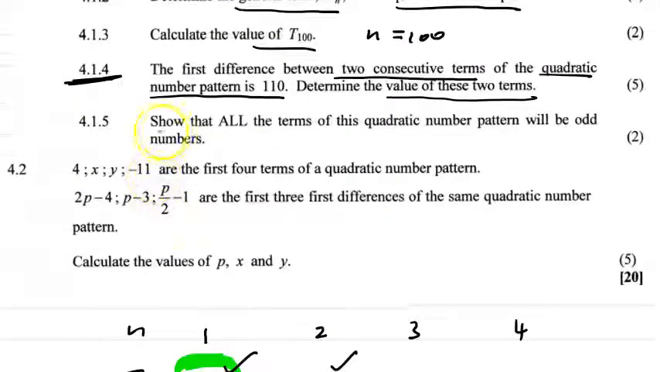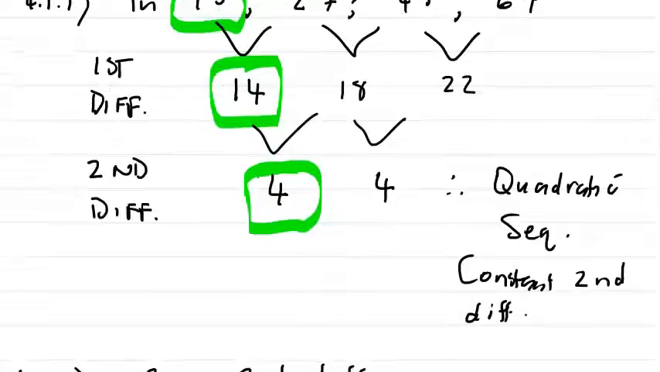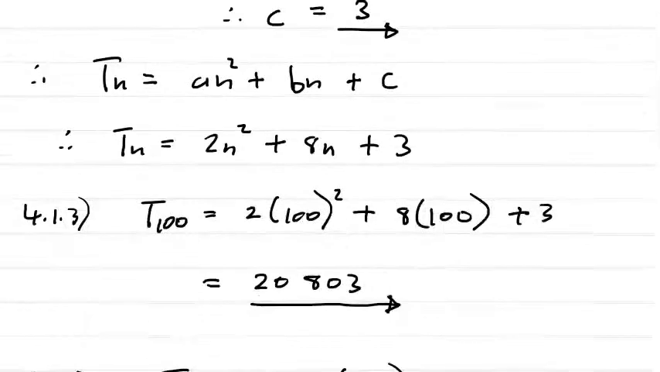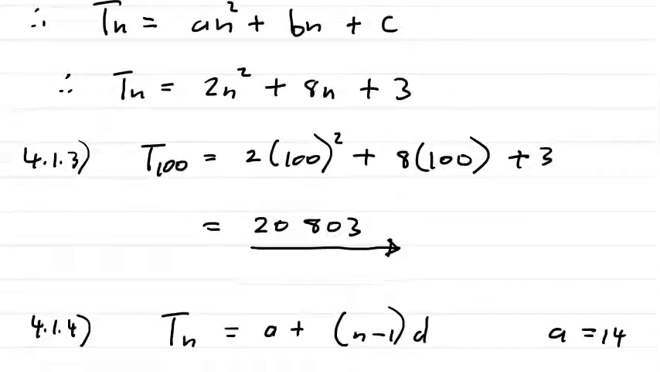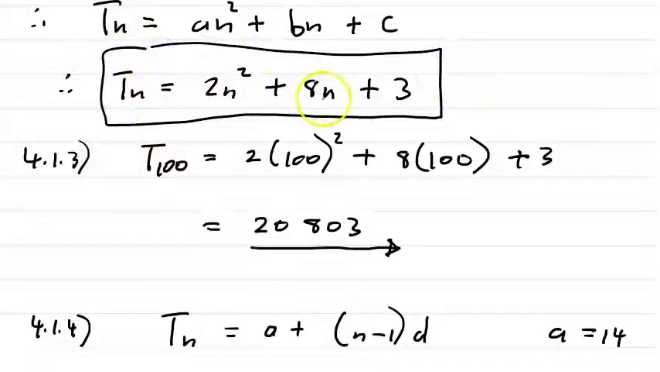It says here in this particular question, show that all the numbers of this quadratic number pattern will be odd numbers. Okay, and it's for 2 marks. So we need to look at the general term of the quadratic sequence that we just found. The general term is Tn equals 2n squared plus 8n plus 3. Now, we need to show that all terms are going to be odd. So let's have a look at that.